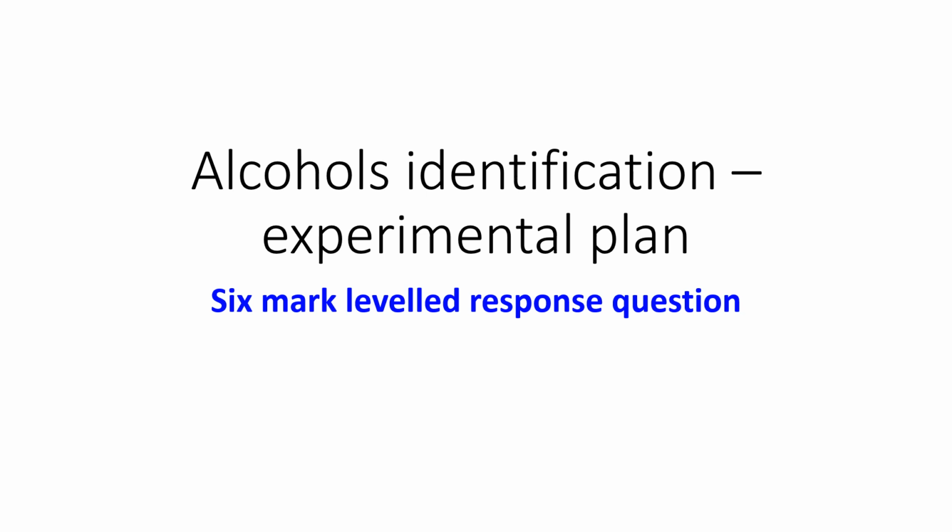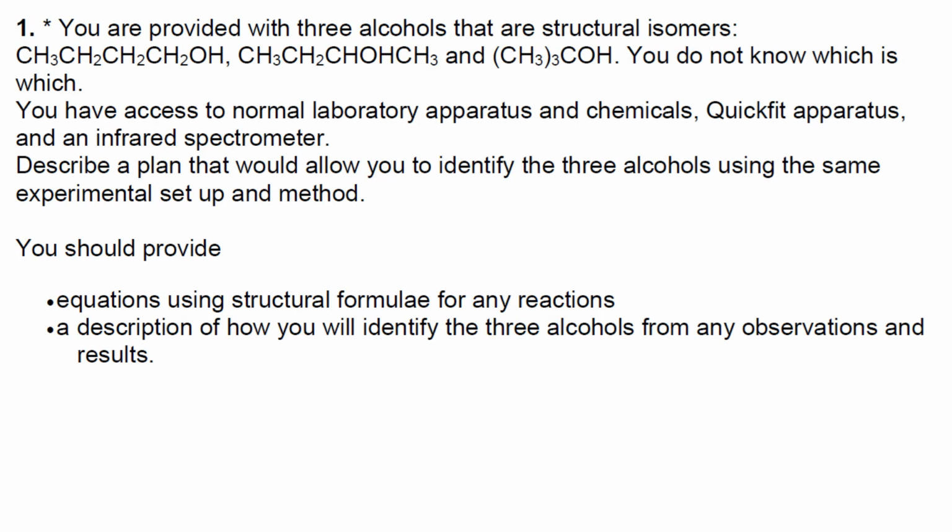Hello and welcome to this video having a look at a 6-mark leveled response question which requires you to identify 3 alcohols of similar Mr, well identical Mr because they'll be structural isomers, and using an experimental plan to do so. What's different about this one is it actually allows you to use an infrared spectrometer, so you can assume that you've got one of those as well, which is a little bit unusual for an A-level chemistry lab.